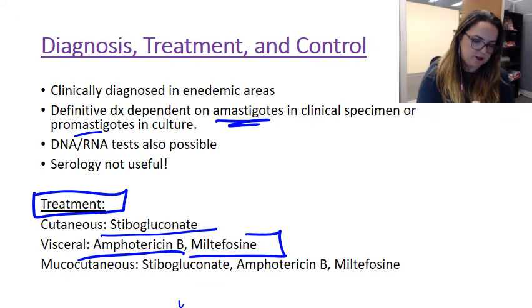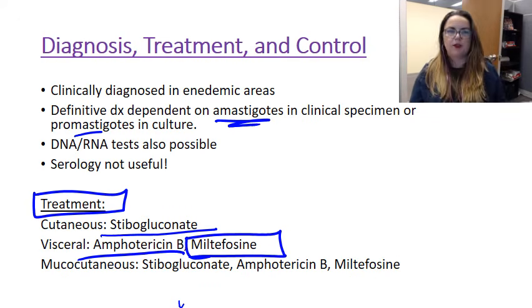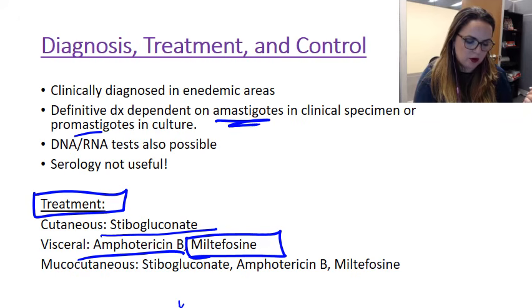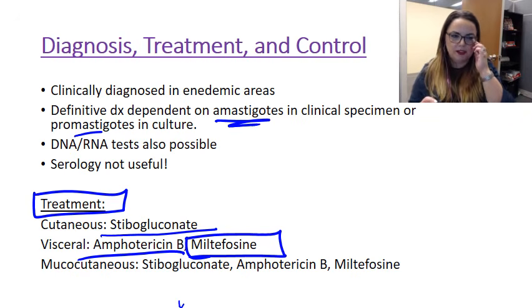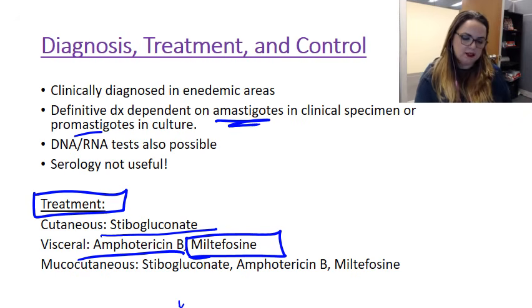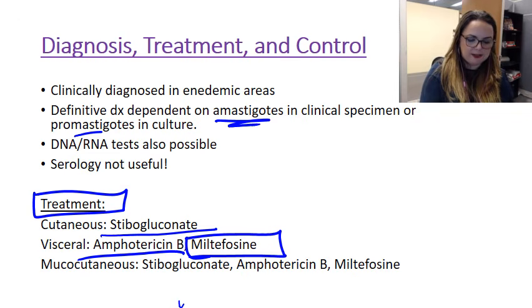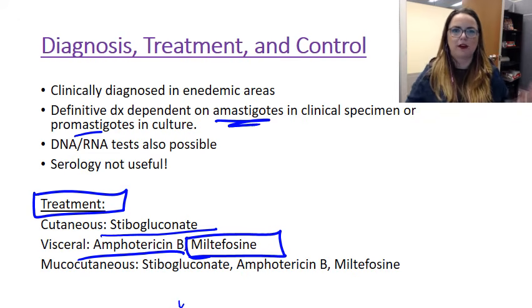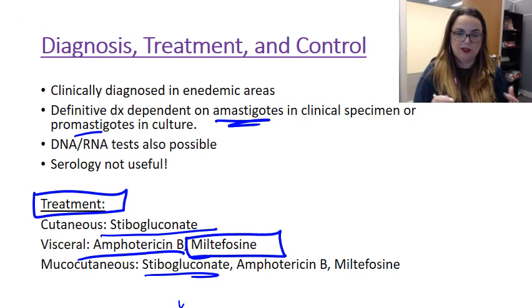Actually, another one is miltefosine. That was one of the first drugs that was approved for treatment of visceral leishmaniasis. And then for mucocutaneous, it's not really a surprise. It's basically a combination of these three because you're going to throw things at it and see what you can do to treat it.